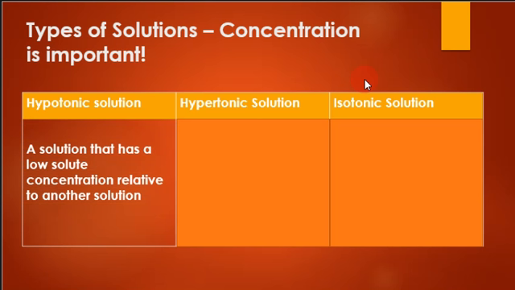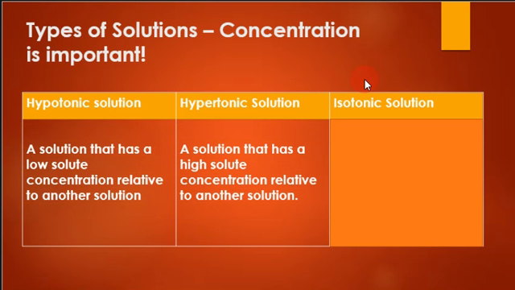The next one's hypertonic. Hypo means beneath, below. If I have hypothyroidism, I have too low a production of thyroid hormone. Hypothermia is below the temperature of your body. Hyper means above. So hypertonic, the solution has a high solute concentration relative to another one. So low, below; high, above.